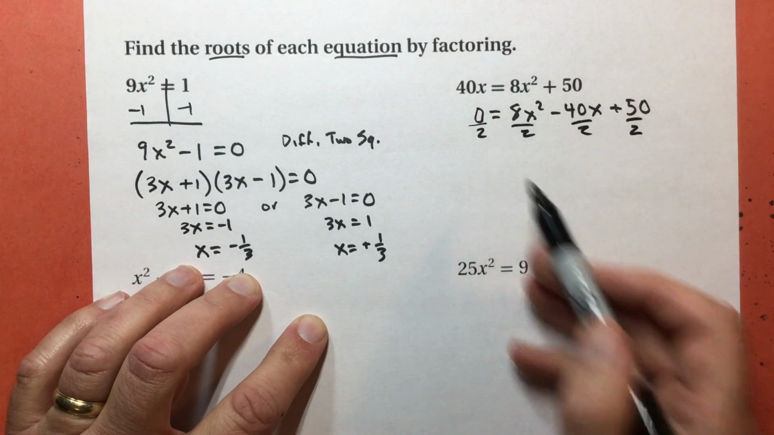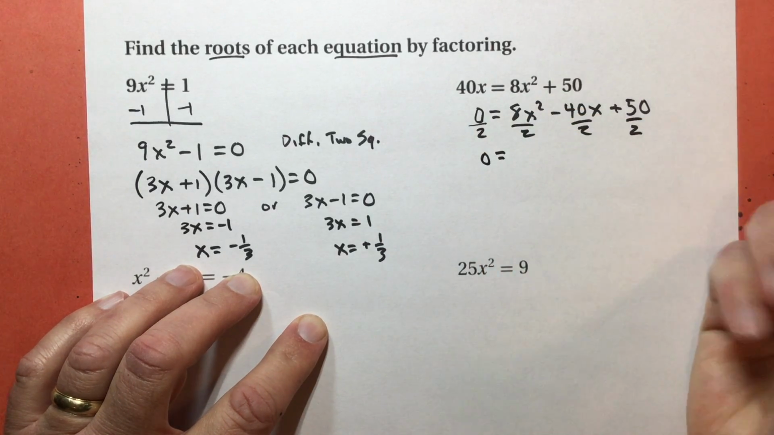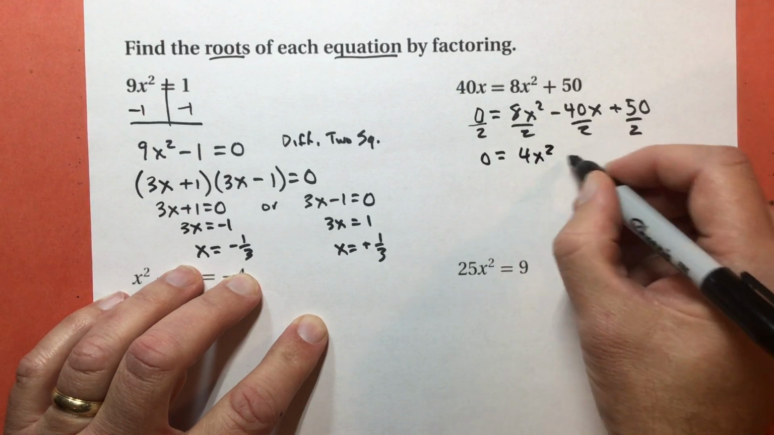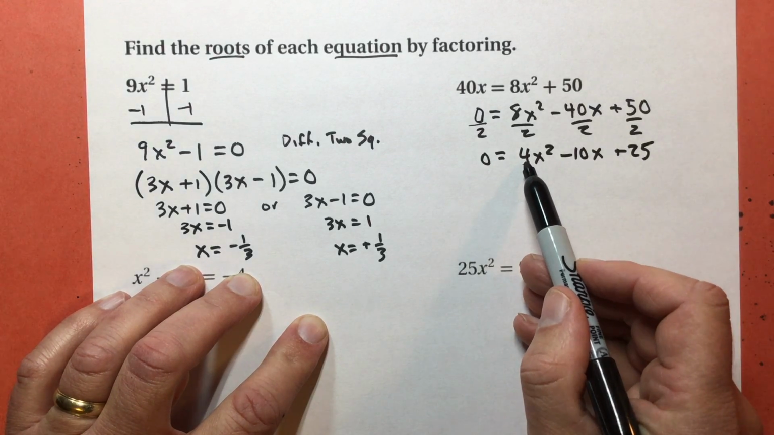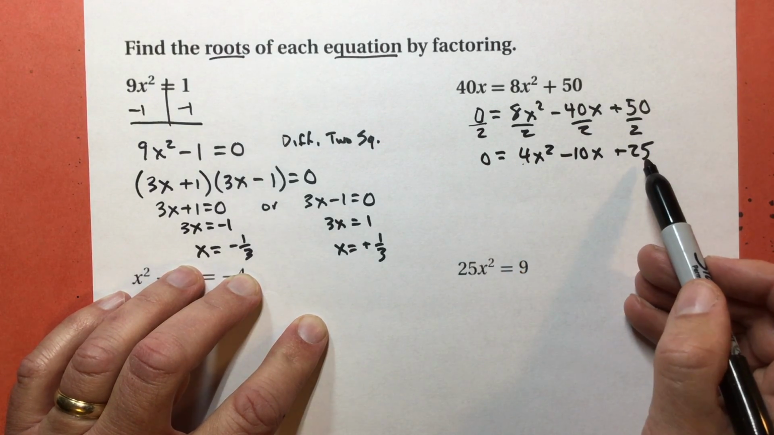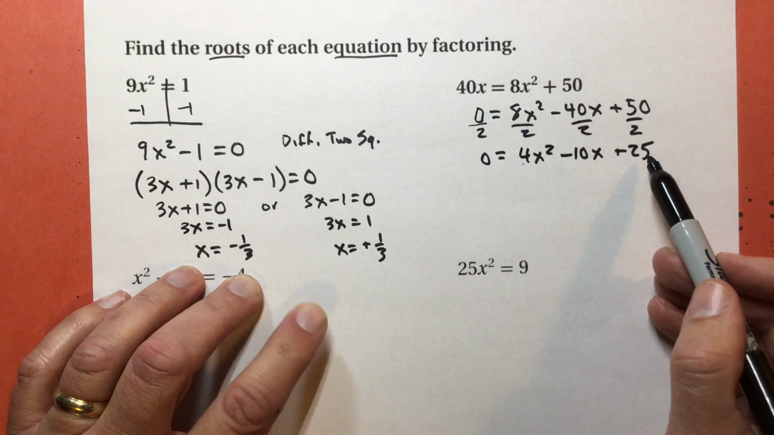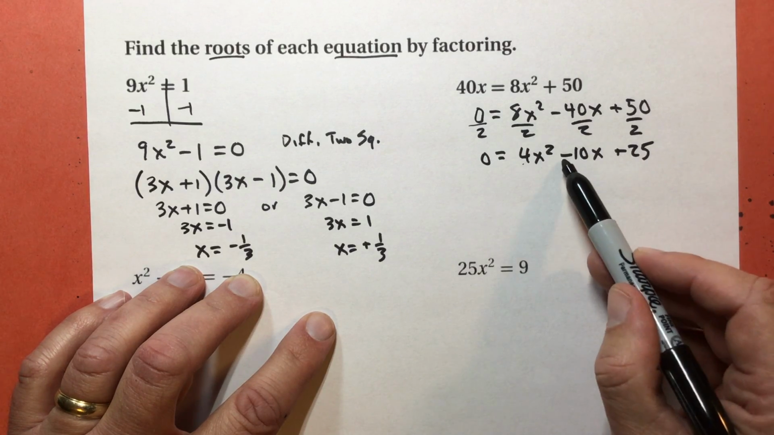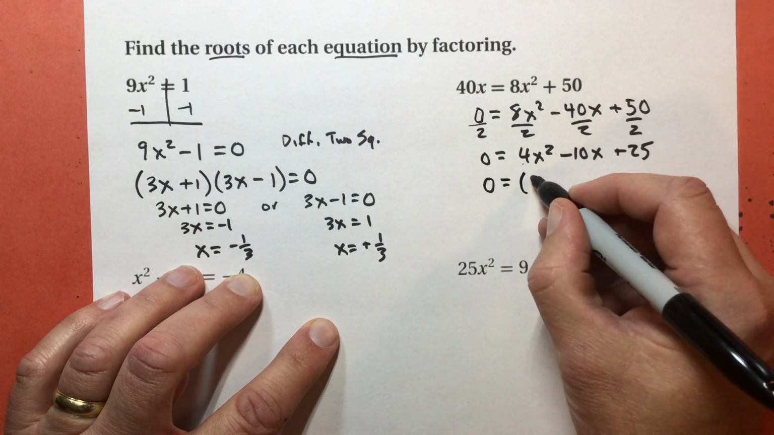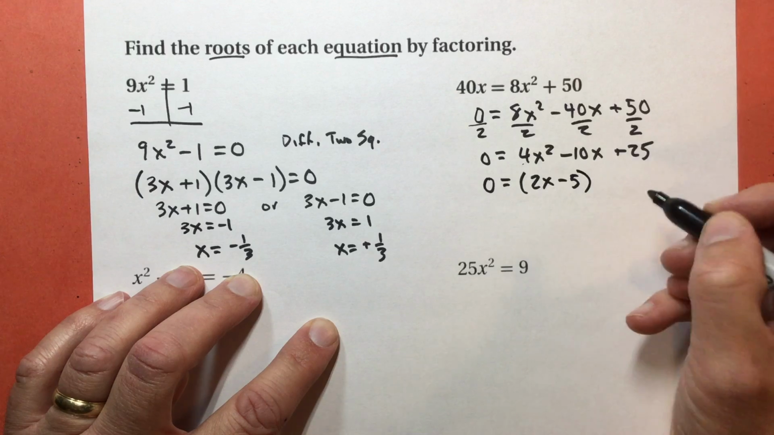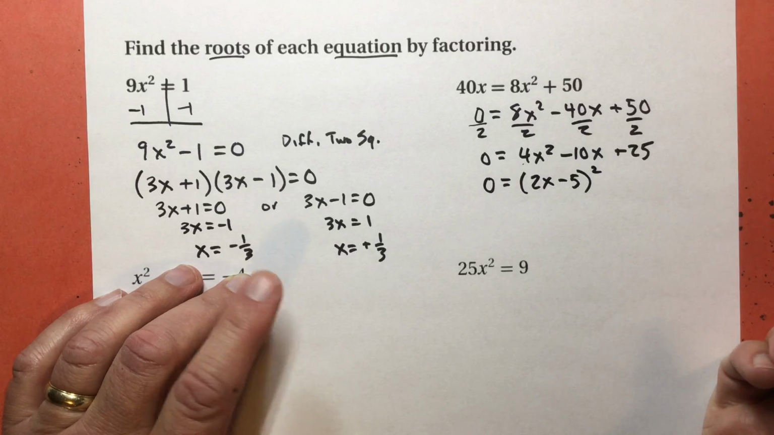And 2 is my common factor. I know everything's going to be divisible by 2. I get 0, because 0 divided by 2 is 0. 4x squared, subtract 10x, plus 25. 4 is a perfect square. 25 is a perfect square. The square root of 4 is 2. The square root of 25 is 5. What's 2 times 5? 10. And of course, because it's negative, that means I'm going to subtract it. So this is 0 equals 2x subtract 5 squared, which means 2x subtract 5 times 2x subtract 5.